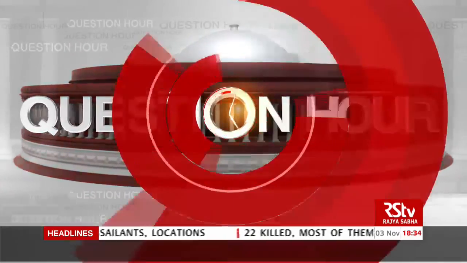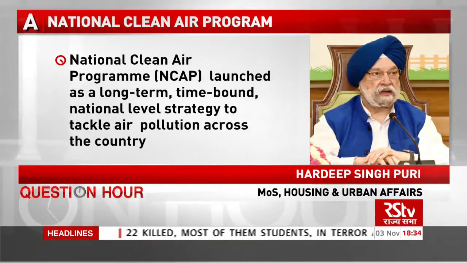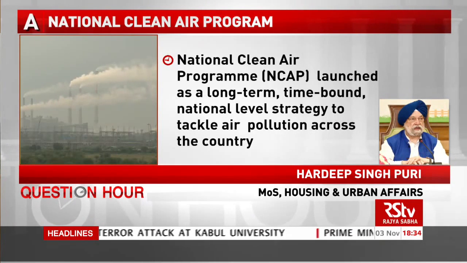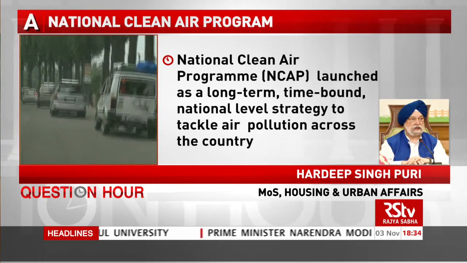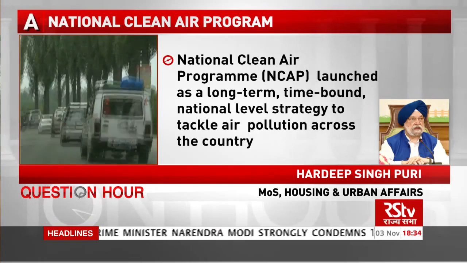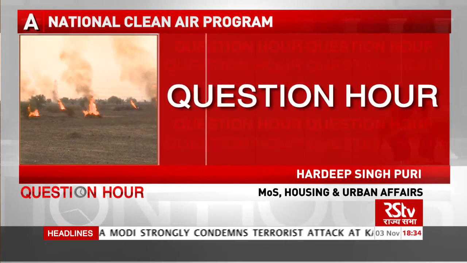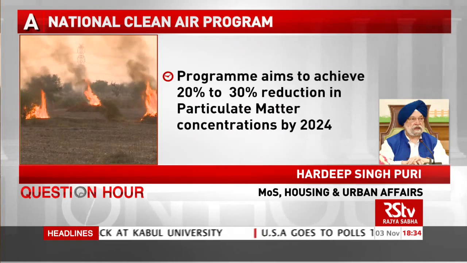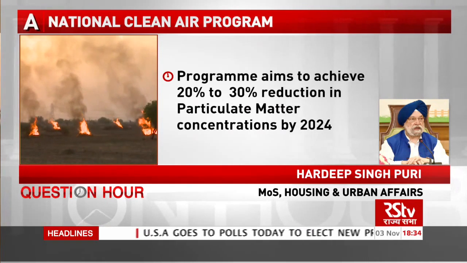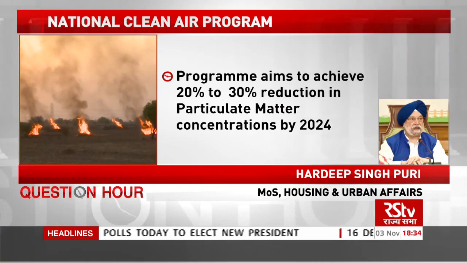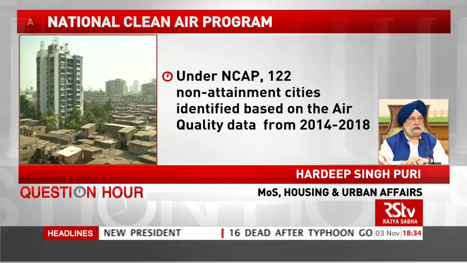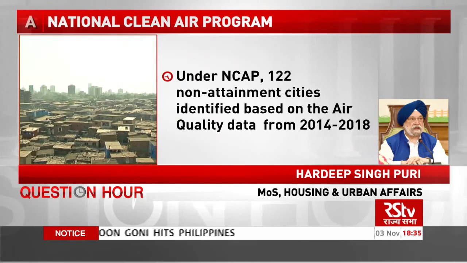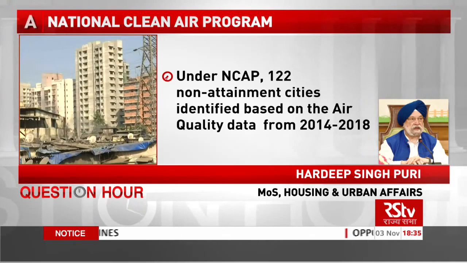Now, replying to the query, the government said that the central government launched the National Clean Air Program as a long-term, time-bound, national-level strategy to tackle the air pollution problem across the country in a comprehensive manner, with targets to achieve 20 to 30% reduction in particulate matter concentration by the year 2024, keeping 2017 as the base year for the comparison of concentration. Now, under the National Clean Air Program, non-attainment cities have been identified across the country based on air quality data from the year 2014 to 2018.